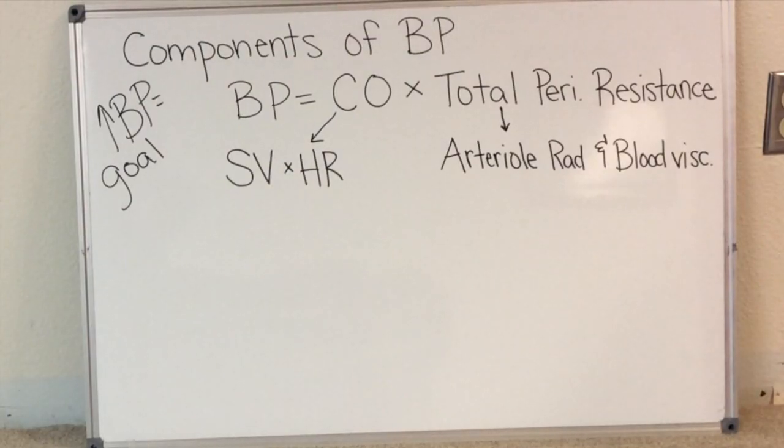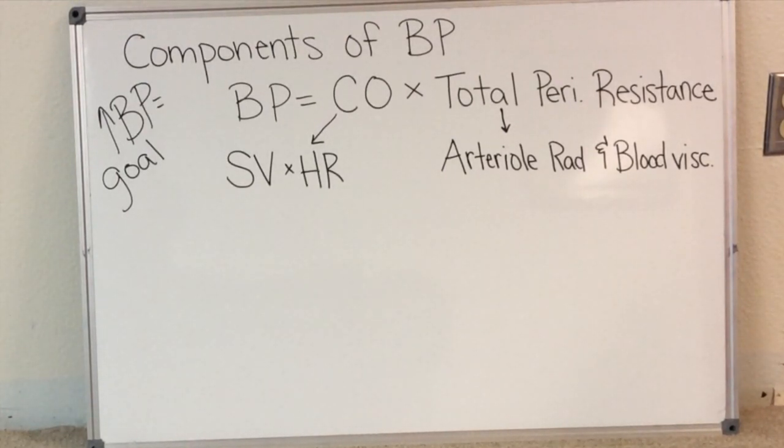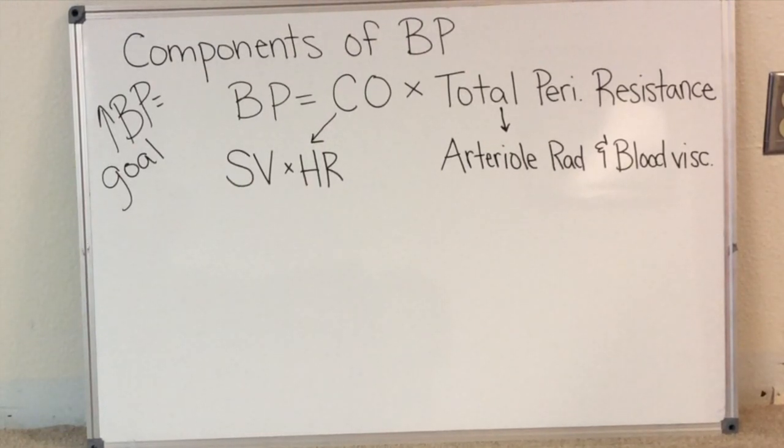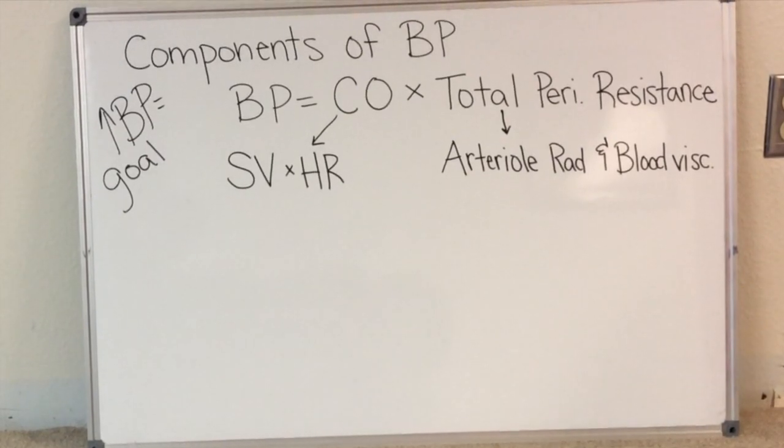If our overall goal is to increase blood pressure, we would have to do this by increasing cardiac output or increasing total peripheral resistance. Cardiac output is the combination of stroke volume and heart rate. In order to increase total peripheral resistance, we would want to decrease the radius, which would result in a vasoconstriction of arterioles and an increase in total peripheral resistance. The other way we could increase total peripheral resistance is by increasing blood viscosity.